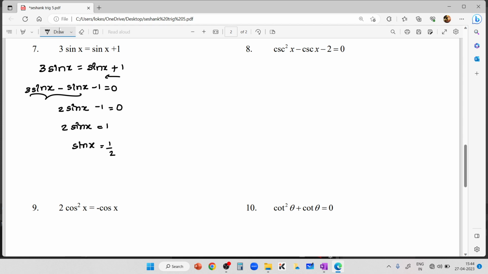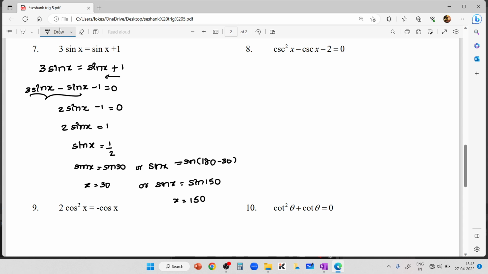If sin x is 1 by 2, so sin x is positive in two quadrants. One is in first quadrant, one is in second quadrant. So I can take it as sin 30, or in second quadrant, the nature of angle is sin 180 minus theta. So I can write it as sin 180 minus 30. So either x is equal to 30 or sin x is equal to sin 150. So that means x is equal to 150. So either pi by 6 or 5 pi by 6.